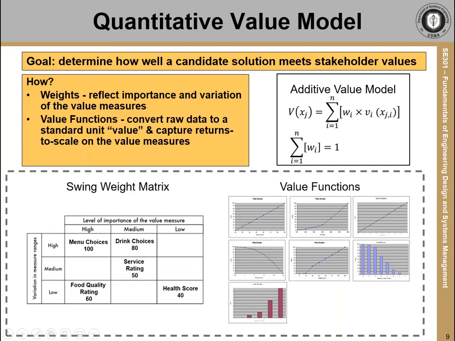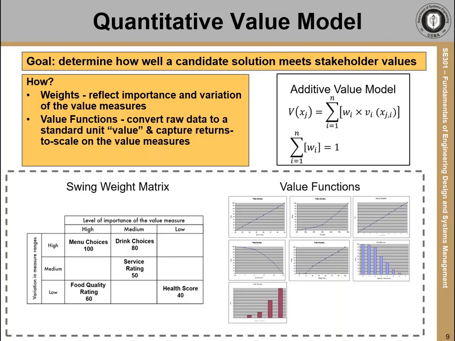Our goal with the quantitative value model is to determine how well a candidate solution meets stakeholder values. We want to do this using a quantitative value model that can account for multiple objectives that may actually compete with one another. For example, we might be considering an unmanned aerial vehicle, or UAV, and have one objective be minimize weight and another objective be maximize weather conditions that it can operate in. A lighter weight vehicle may be able to operate in fewer weather conditions. So how do we handle that situation?